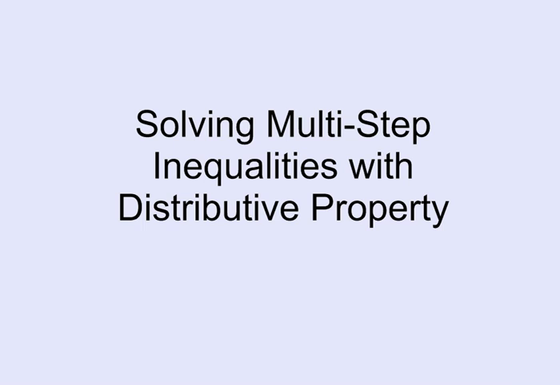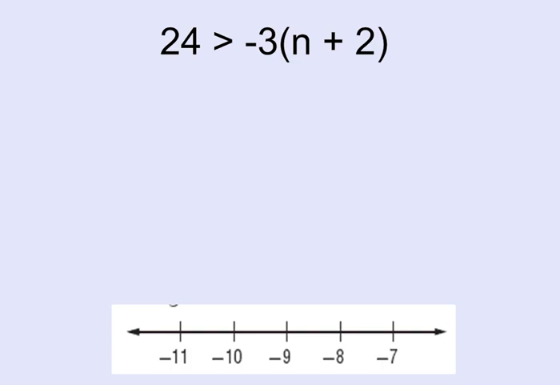In this video, I'm going to go through solving multi-step inequalities with the distributive property. Let's begin. Here's our problem. We have 24 is greater than negative 3 times, in parentheses, n plus 2, close parentheses.